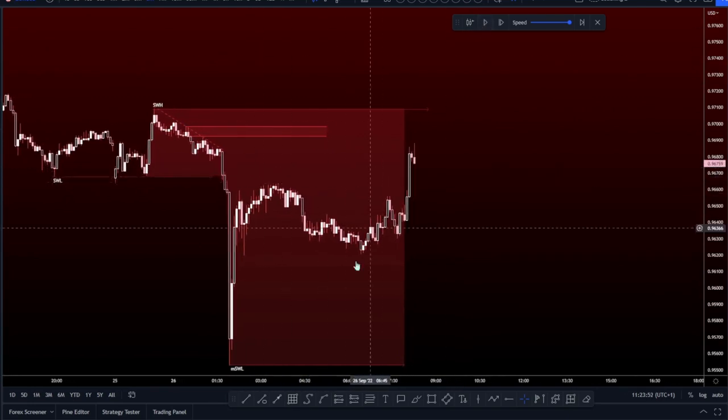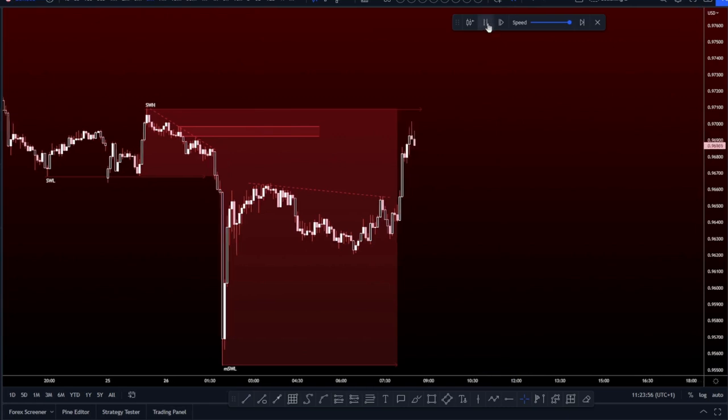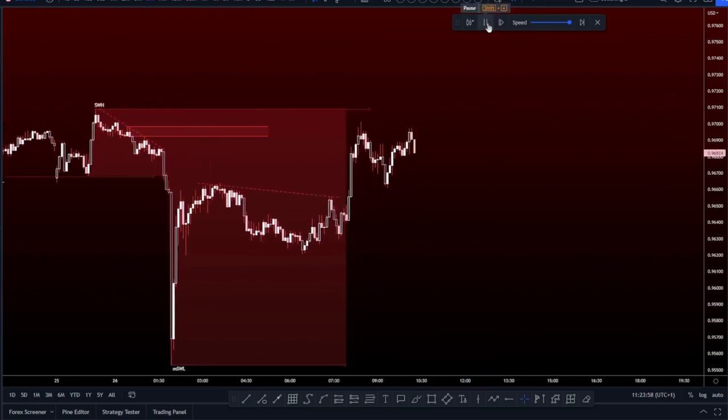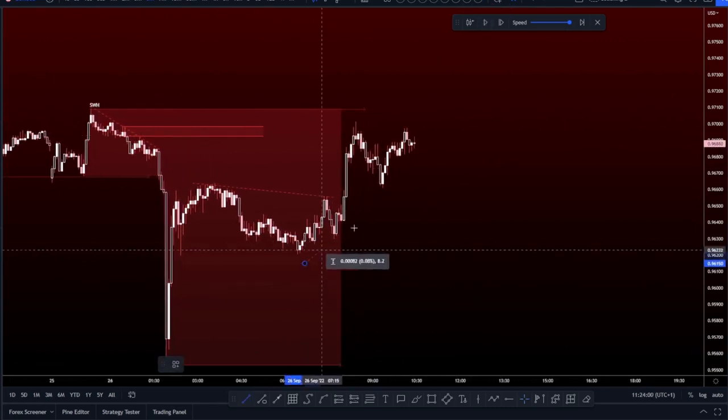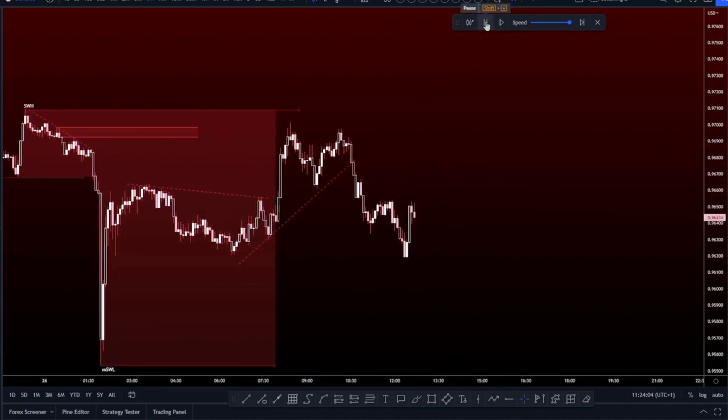Got liquidity built up by here. You could have drawn it like that. Liquidity built up by here. And the market then breaks down.